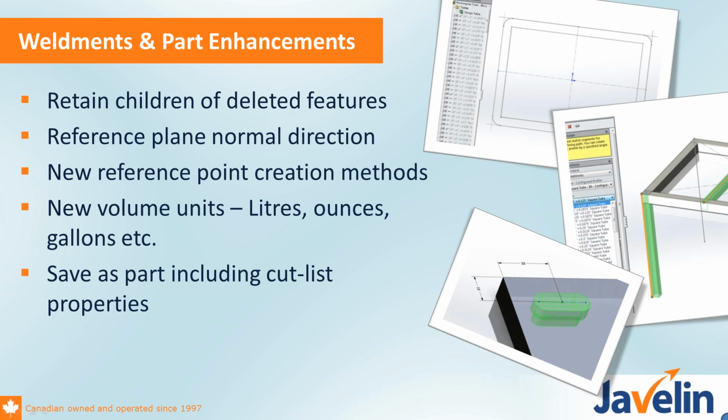Volume units were added now: liters, ounces, and gallons. Very practical, making it easy for customers to work in those units, which was challenging before. And also exporting, again with weldment parts, exporting out as a cut list and getting all those properties linked. There are some improvements there, making it much easier to leverage weldments, even if you need a series of parts inside of an assembly as an end result.